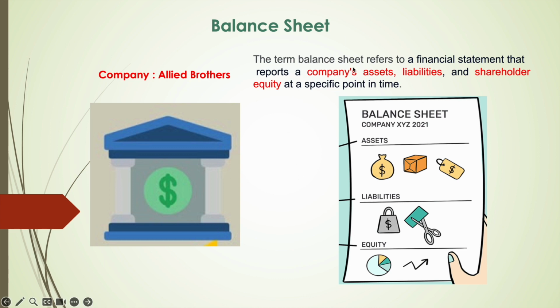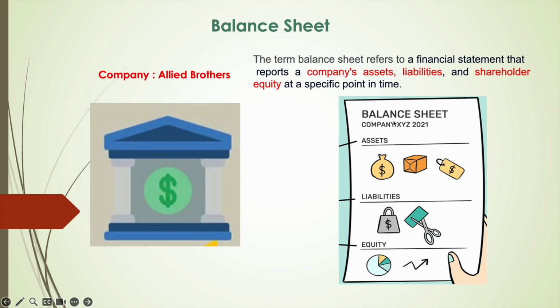A balance sheet is one of the three primary financial statements used to assess the financial health and position of a company at a specific point in time. The other two financial statements are the income statement and the cash flow statement.